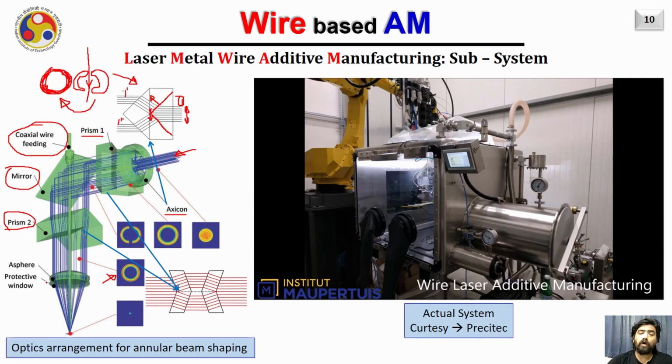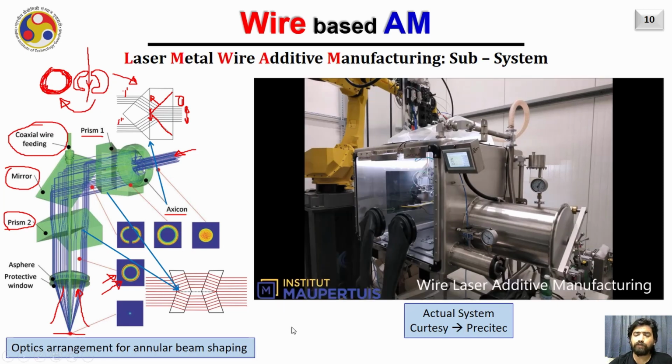Further, there is an optical window which protects the optics from any fume or spatter. It protects that, and there is also a sphere used particularly to converge this donut shaped beam to a focal point. Wherever this donut shaped beam has a focal point, meaning the minimal diameter, that is used as the focal point, and the wire is fed into the melt pool created at this point. So this is typically the optical arrangement for an annular beam shape laser metal wire additive manufacturing system.